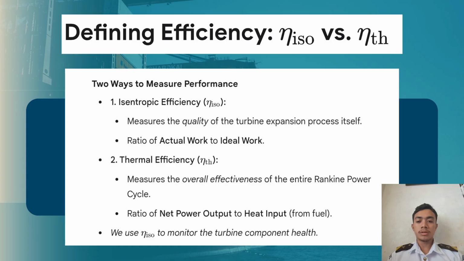Defining efficiency. η_iso versus η_th. Two ways to measure performance. First, isentropic efficiency measures the quality of the turbine expansion process itself: the ratio of actual work to ideal work.